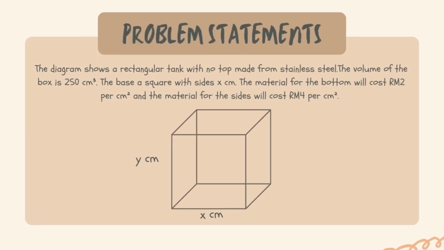Now, for the problem statement, the diagram shows a rectangular tank with no top made from stainless steel. The volume of the box is 250 cm³. The base is a square with side x cm. The material for the bottom will cost RM2 per cm², and the material for the side will cost RM4 per cm².